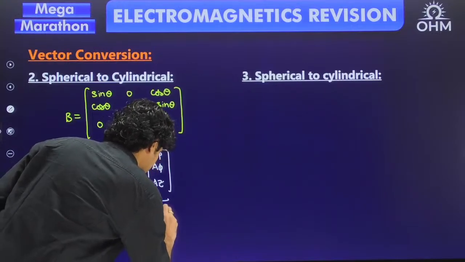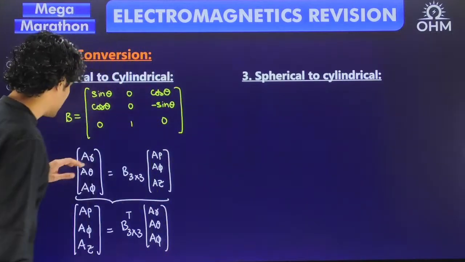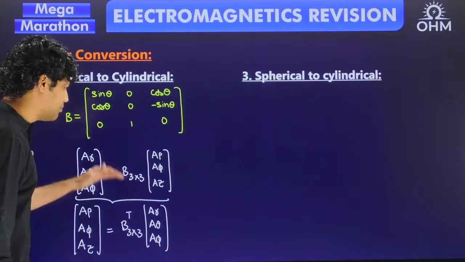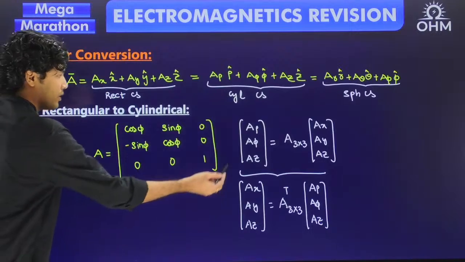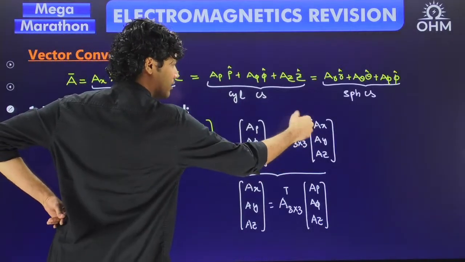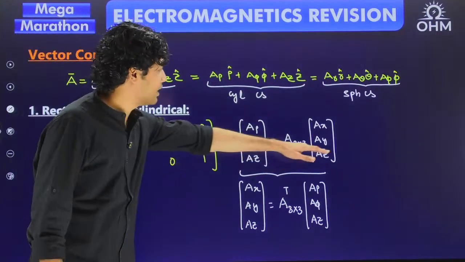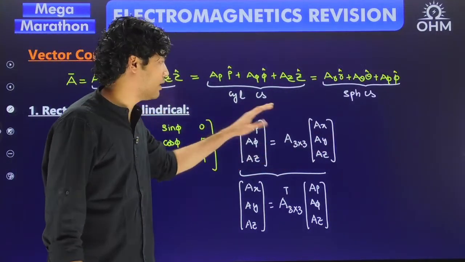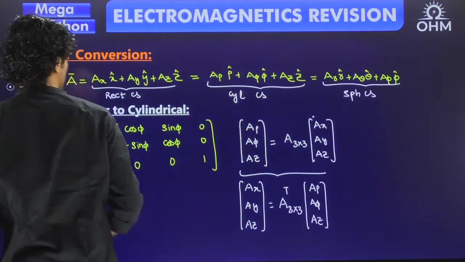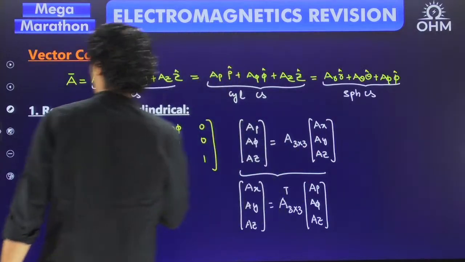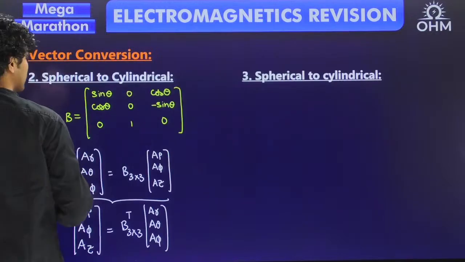That's it. And if you now notice here, AR is equal to the B matrix times A rho, A phi, Az. But what is A rho, A phi, Az? A rho, A phi, Az is nothing but matrix A times Ax, Ay, Az. So can I replace A rho, A phi, Az by this entire RHS portion here? Yes. And if I do that, I'm not writing them in the form of expressions, I'm just giving you the final answer.